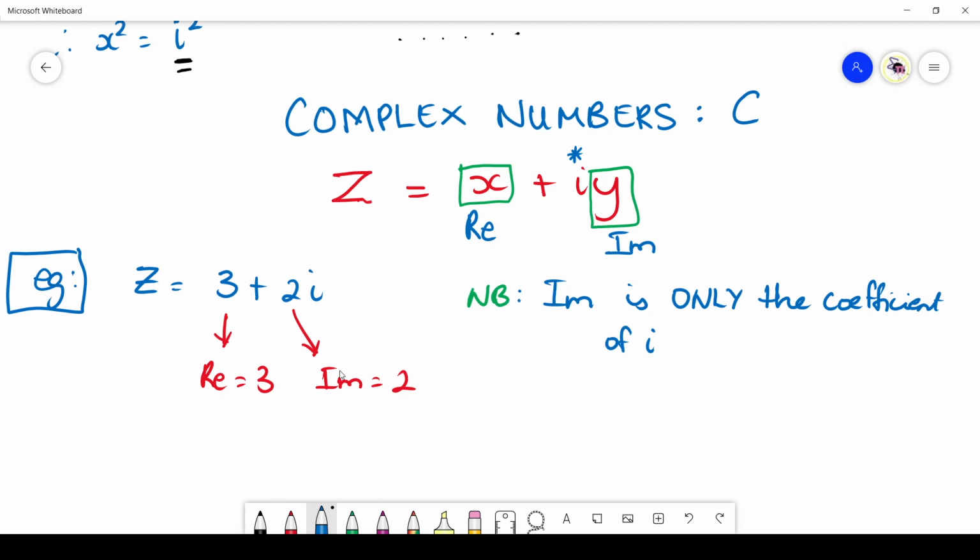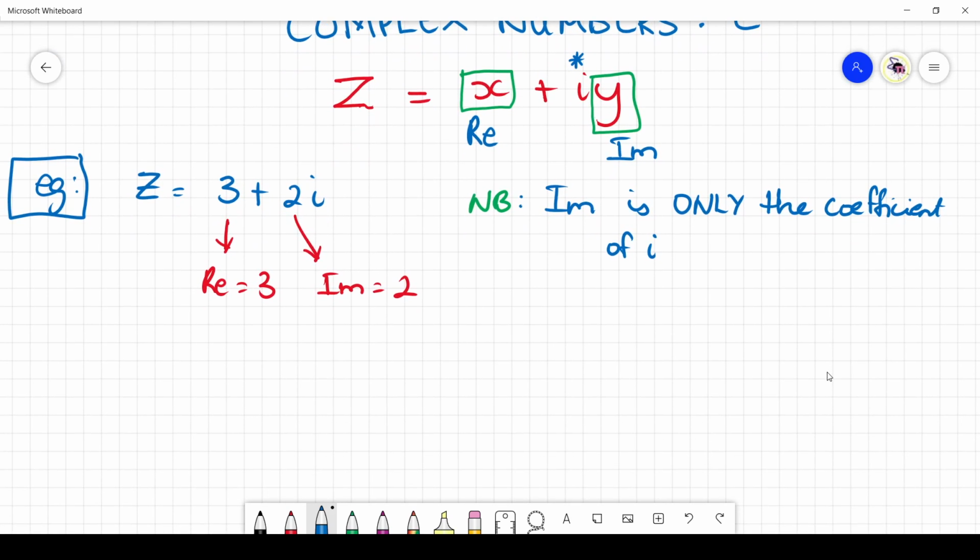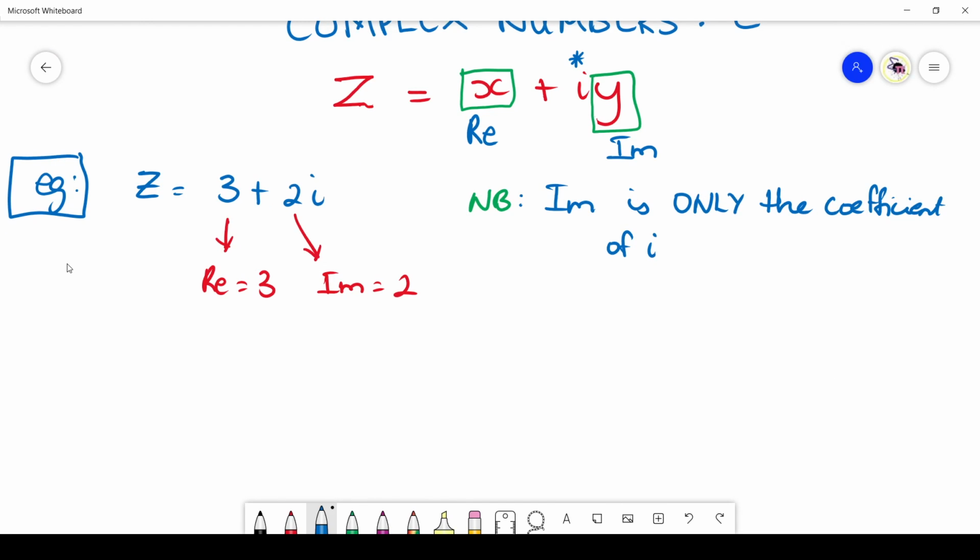Let me give you another example. So let me just scroll down here. It's not that bad. Okay, let's look at another example. By examples, this is going to be really easy. Sometimes they do not state that z is equal to. They'll just give you the complex number up front. For example, they can give you 7 minus 5i, and they can ask you to state the real part and the imaginary part. Okay, so what are the real and imaginary parts of this complex number?